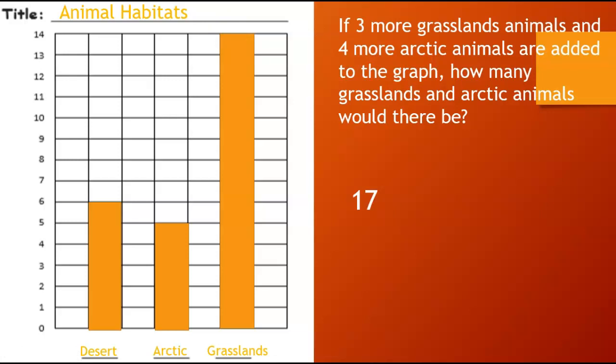And we are adding them together because it says how many grassland and Arctic animals would there be. So we need to add them together. Now we need to add 4 more to the Arctic animals. How many Arctic animals are there? 5. Good. So 5, 6, 7, 8, 9 plus 9, because we added 4 more to the 5 that was there. It wanted us to add 4 more. 17 plus 9. Did you get 26? If you did, give yourself a kiss on the brain.